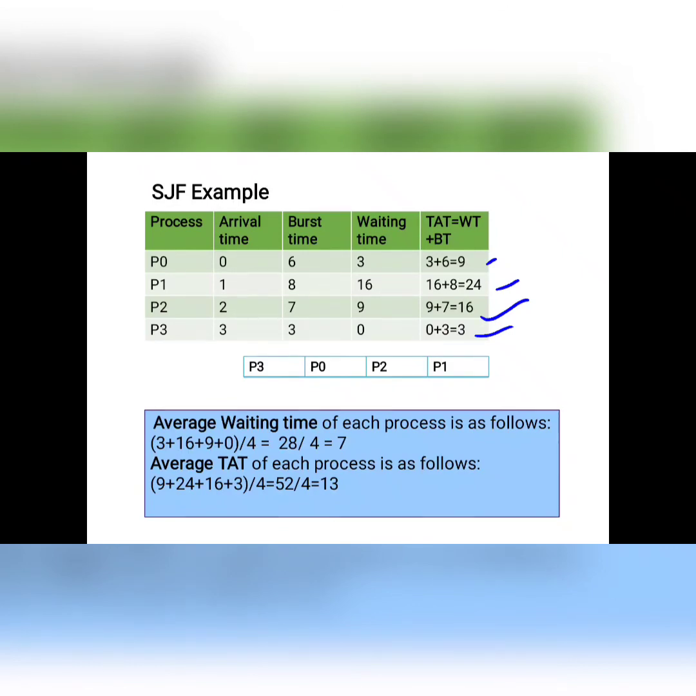So in this way we will calculate the waiting time for each and every process, or the turnaround time for each and every process. After completing that, we will calculate the average waiting time and average turnaround time by using the shortest job first scheduling algorithm.